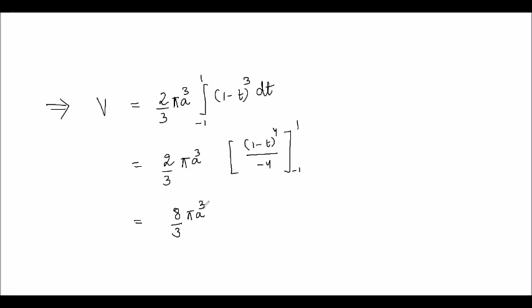So this will be the volume of the solid which will be obtained by revolving the area bounded by this cardioid about the initial line. Now let us consider one more problem.